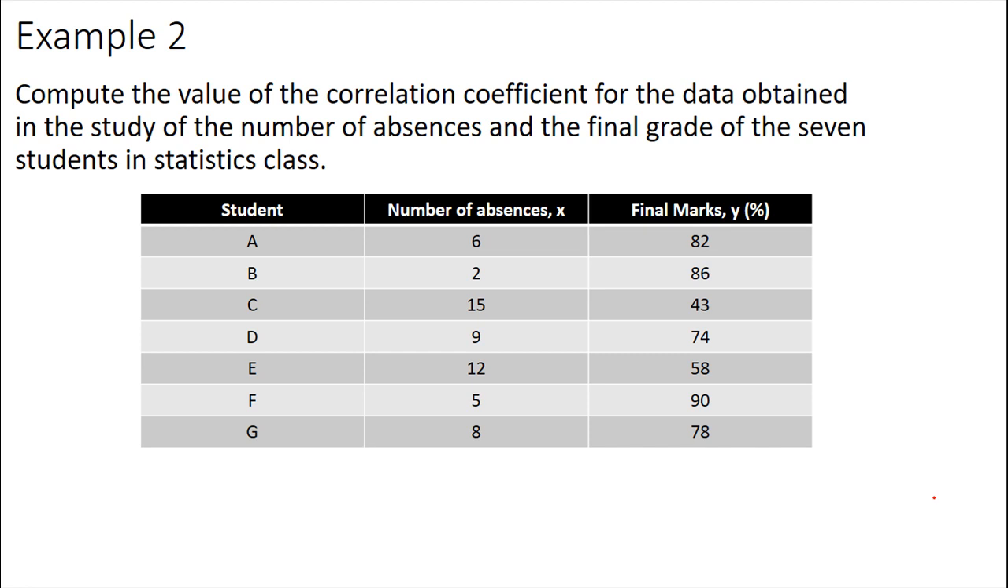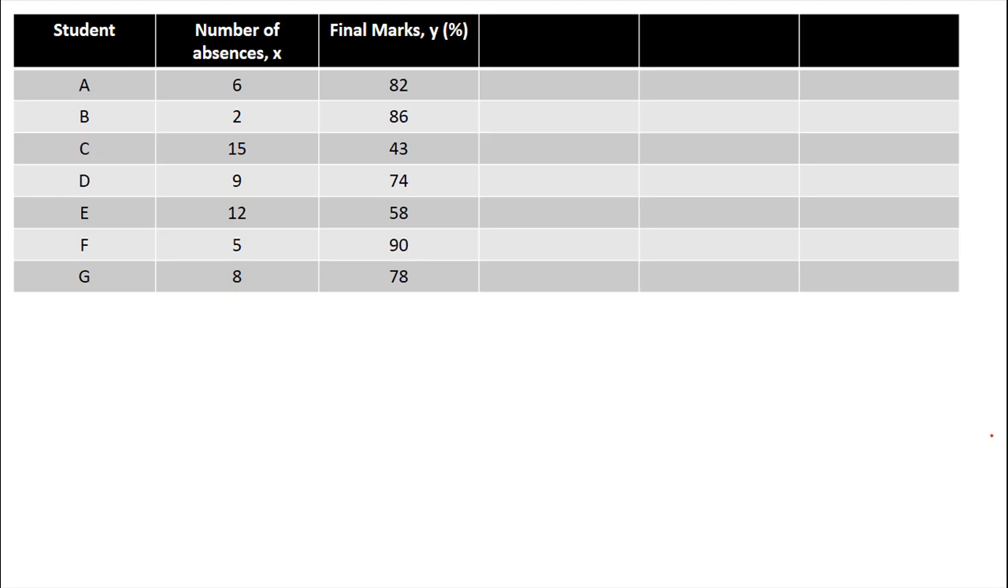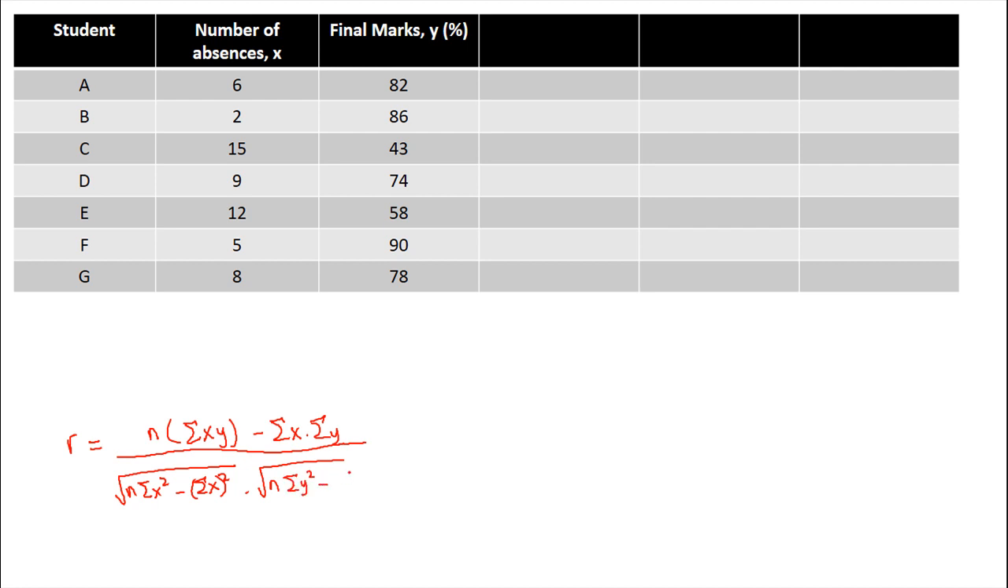Alright, so the formula that we will use for the correlation coefficient is R. R is equal to n, the sum of xy, minus the sum of x multiplied by the sum of y, and all these divide by the square root of n multiplied by the sum of x square minus the sum of x all this square, and multiply by square root of n, the sum of y square minus the sum of y and all these square. So this is the formula to find the correlation coefficient or R for the sample.